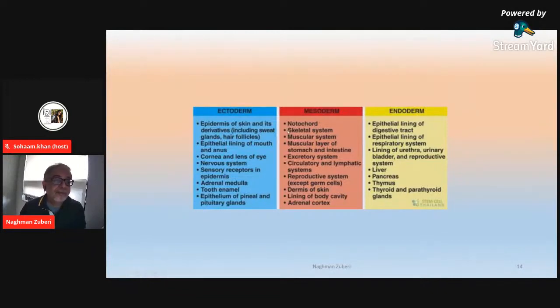Mesoderm gives notochord, skeletal system, muscular layer of stomach and intestine, excretory system, circulatory and lymphatic systems, reproductive system except the germ cells, dermis of the skin, lining of the body cavity and adrenal cortex. Then comes the endoderm. It gives epithelial lining of the digestive tract, epithelial lining of the respiratory system, lining of urethra, urinary bladder and reproductive system, liver, pancreas, thymus, thyroid and parathyroid glands.